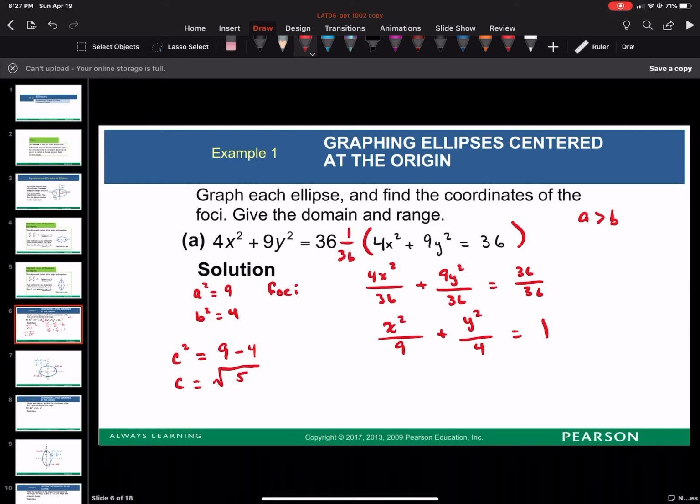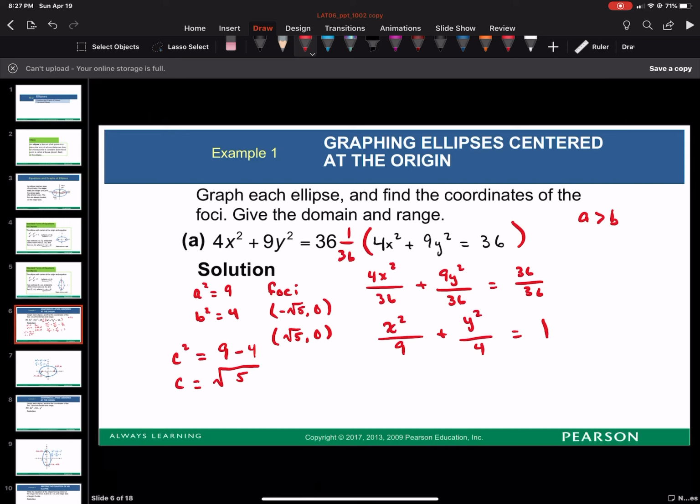Right? So keep that in mind. Therefore, the foci would be what? Negative square root of 5, 0, and square root of 5, 0. Now, if you notice, they put it as plus or minus or whatever else. You could.